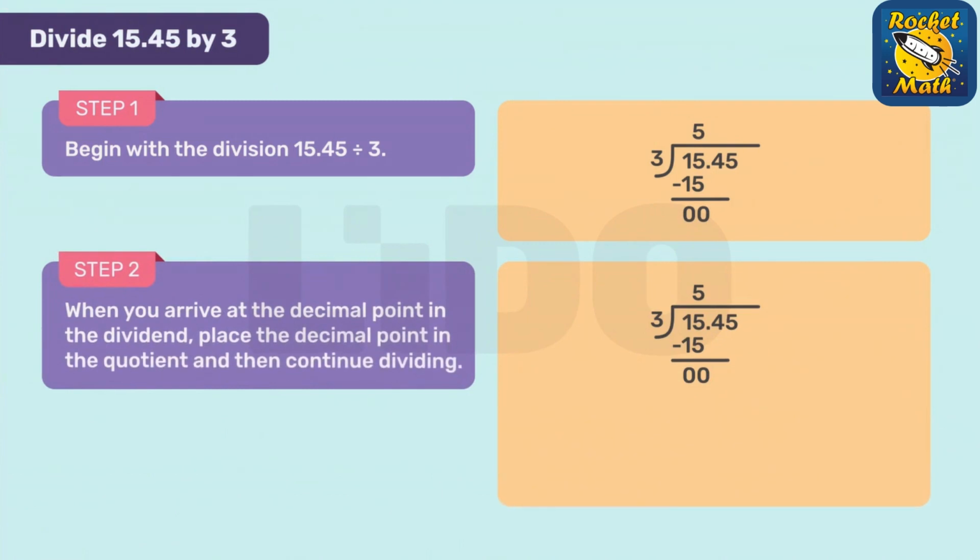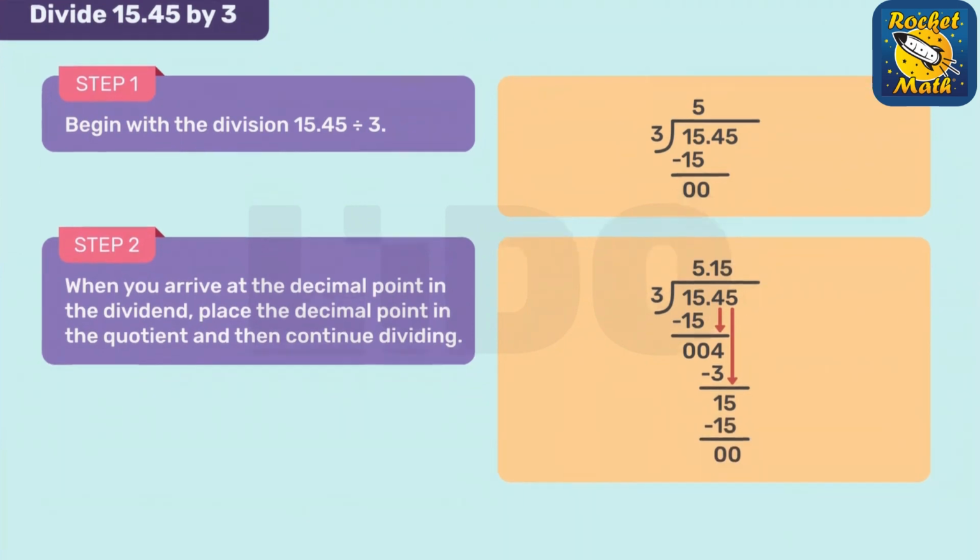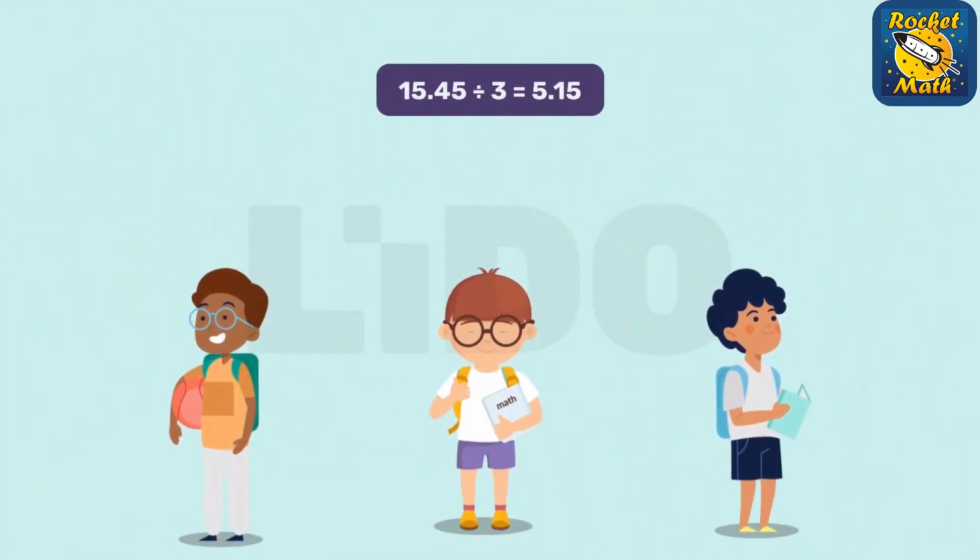When you arrive at the decimal point in the dividend, place the decimal point in the quotient and then continue dividing. So, we place the decimal point in the quotient and continue the division till we get 0 as the remainder. Bring down the digit 4. 3 times 1 is 3, which gives us the remainder as 1. Then, bring down the number 5, which makes the number 15, which when divided by 3 gives us 0 as the remainder. Therefore, 15.45 divided by 3 is equal to 5.15.